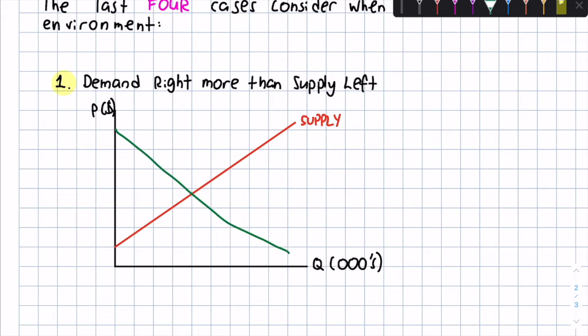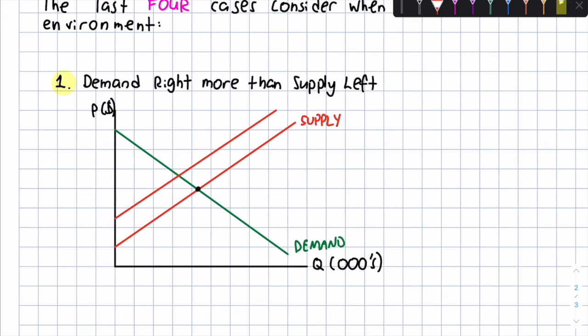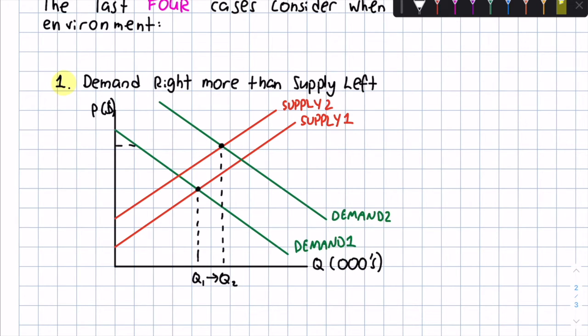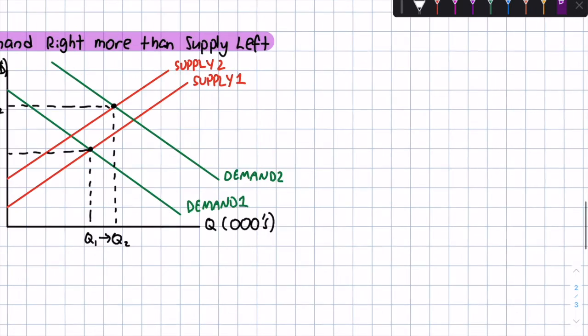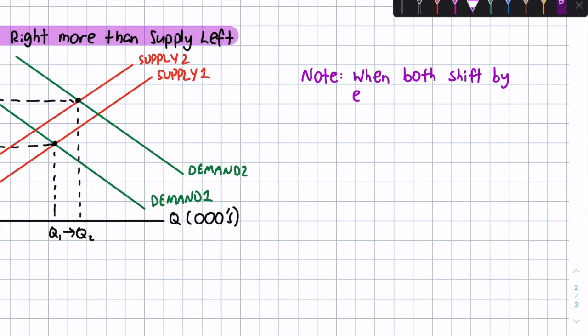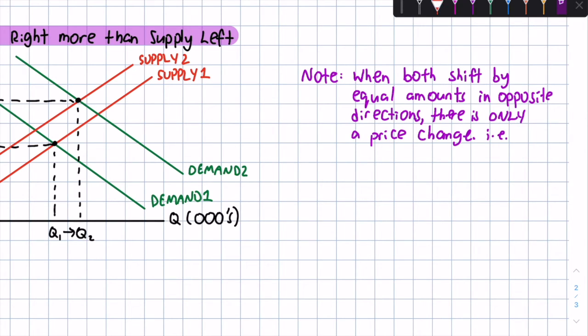Here we can see the supply and the demand as usual, and we have the supply shifting less than the demand, and the supply shifting left, demand is shifting right. And here we can see a positive quantity change and a positive price change when this occurs. It's important to note too that when both shift in opposite directions the same amount, there will not be a quantity change. There will only be a price change. So you can graph this yourself and try it out and see if you can get this to work.